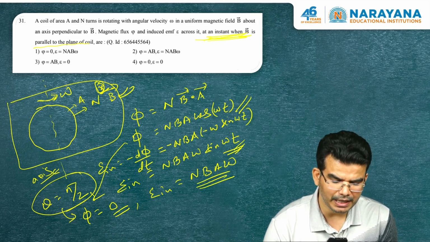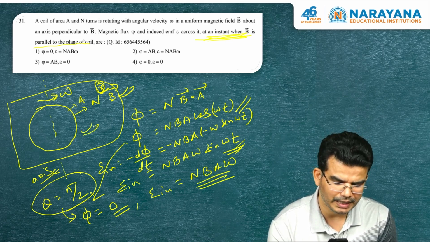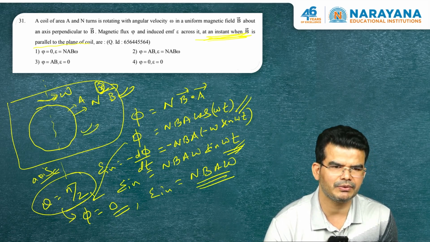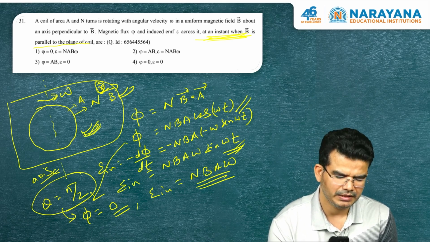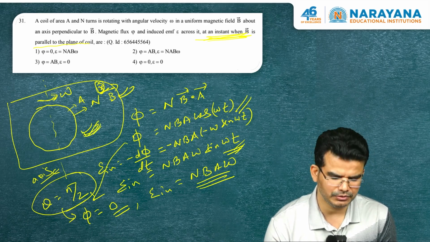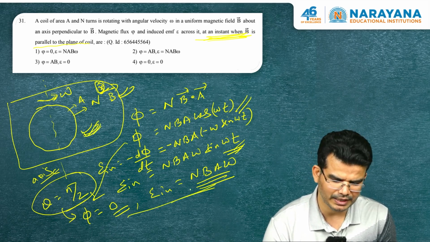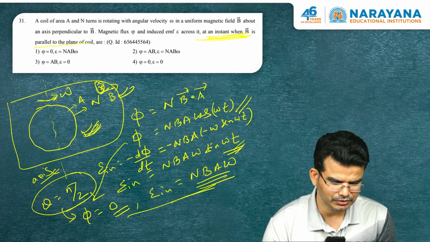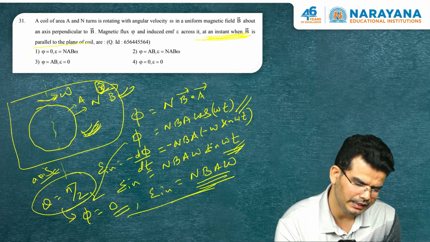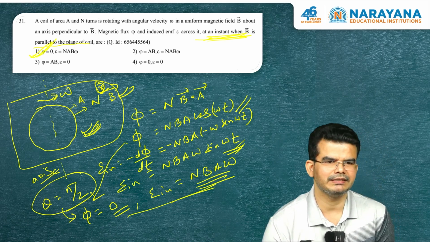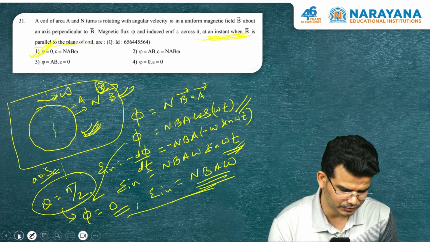When B is parallel to the plane of the coil... right now B is perpendicular to the plane of the coil in this diagram, just check. So, when it rotates by pi by 2, then you will get this diagram, and so the correct answer is phi is 0 and E is NAB omega. Option first is the correct answer. Let us move to the next one.